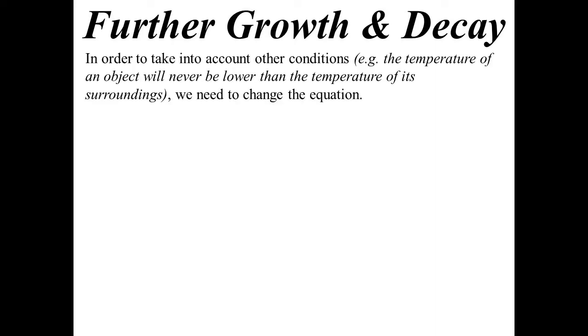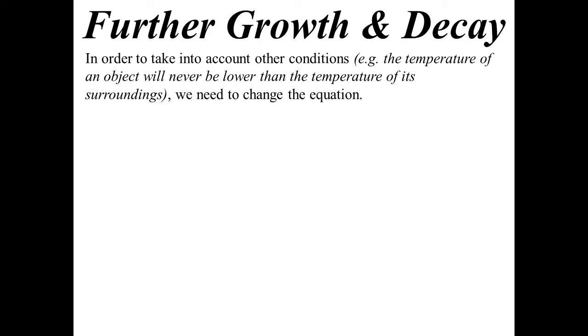We looked at a really simplistic model of growth and decay yesterday, so we're going to expand on that idea a little bit. We're going to take into account some other conditions that may occur. The classic one is the law of cooling. The example there is that the temperature of an object can never be lower than the temperature of the surroundings. Okay, so if you're taking it out of an oven, I should say, if you're taking it out of a fridge, then it could never get higher than the temperature of the surroundings.